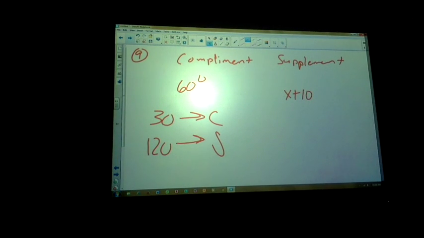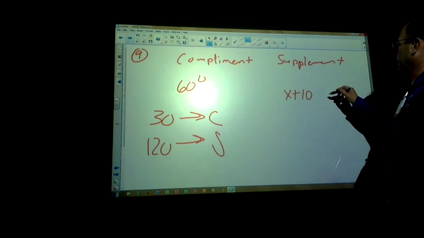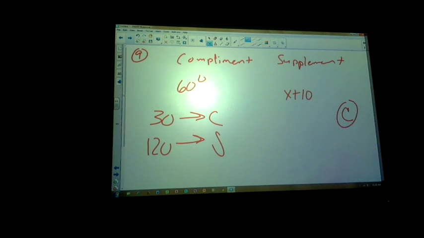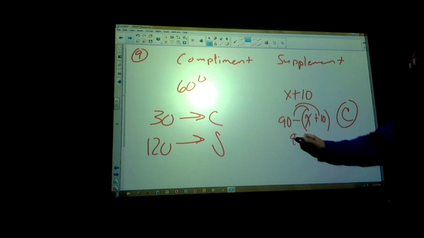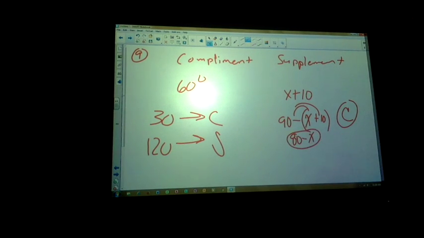So how do I find the complement of this? For complement, you would do 90 minus the x plus 10. Distribute the negative, right? So I get 80 minus x. That's the complement of that. Does that make sense? In order to find the supplement, what do I do? 180 minus x plus 10. So that falls to 170 minus x. So that's the supplement. Good?